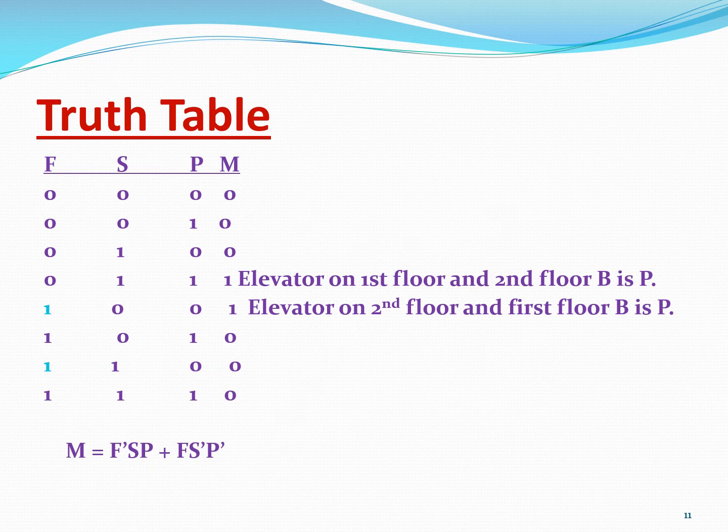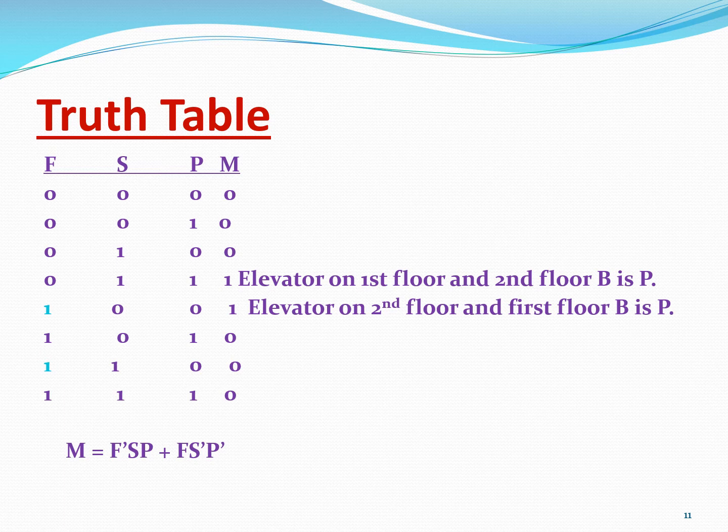First is 0 0 0. So obviously P is 0, that means the elevator is on the second floor, but none of the buttons has been pressed, so it has to stay there. M is 0. Similarly 1 0 0, that means the elevator is at first floor, but none of the buttons has been pressed, so therefore M is equal to 0.